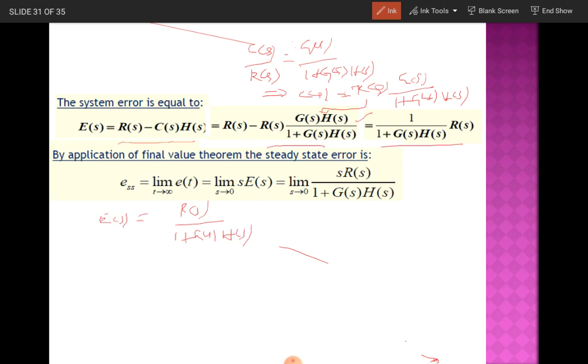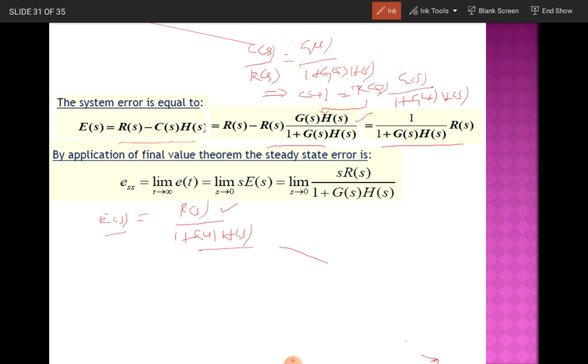So for a system, if you know the open loop transfer function G of S, H of S and the input R of S, we can find the error. Once we know the error, we can find the steady state error.